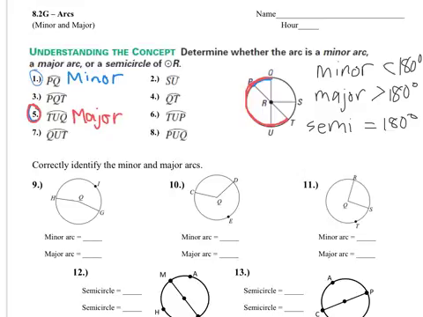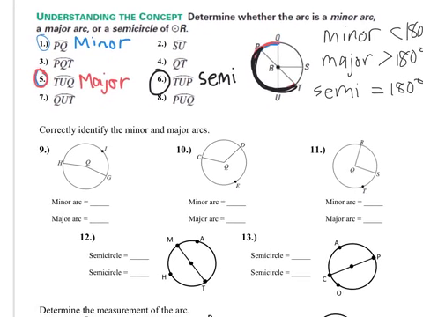And then finally, let's look at problem number 6, TUP. Start at T, go to U, and then over to P. As you can see, that arc covers exactly half the circle. So that is a semicircle.